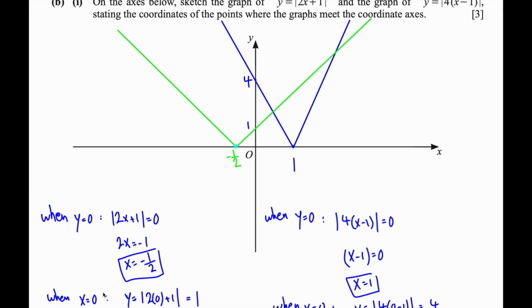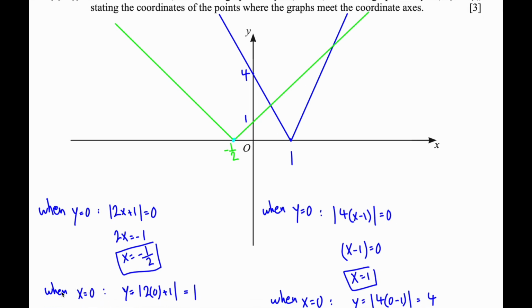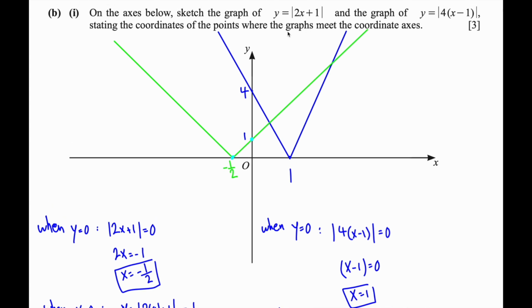And now I need to find the y-intercept. I can find it by putting x equals 0. Therefore, y becomes the absolute value of 2 times 0, which is 0, plus 1, and the final answer would be 1. And that's what you got there. So you just draw the famous V shape, which represents this graph.